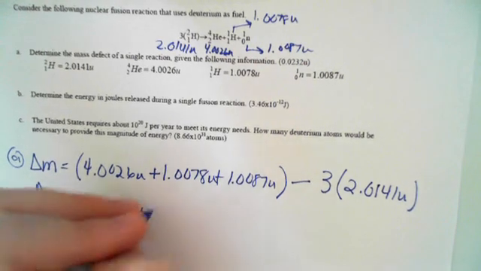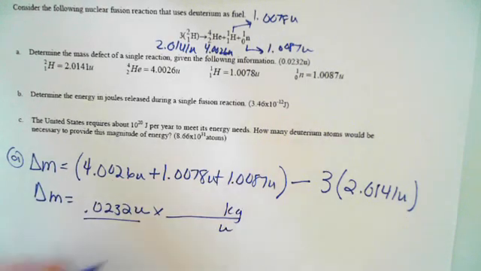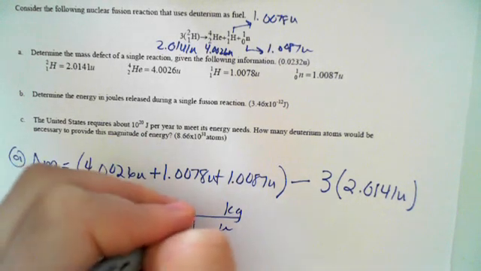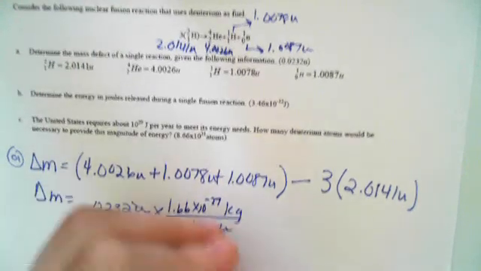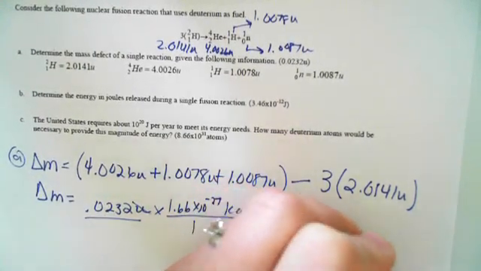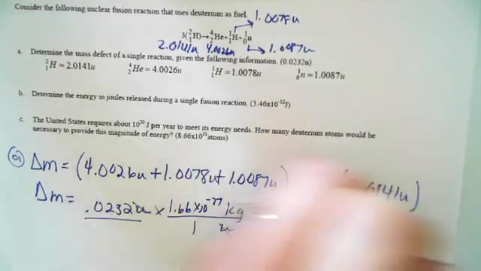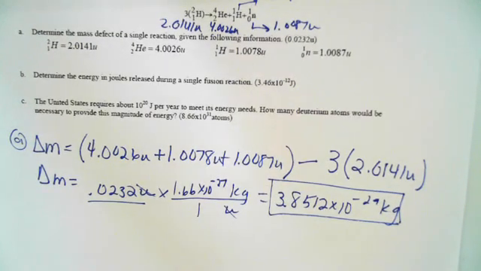Let's convert that into kilograms. Once again, that conversion factor, guys, is on your constant sheet. For every 1 AMU, atomic mass unit, it's going to be 1.66 times 10 to the minus 27th kilograms. And that's 3.8512 times 10 to the minus 29th kilograms. That's your mass defect. That's the amount of mass that's converted directly into energy during this reaction.